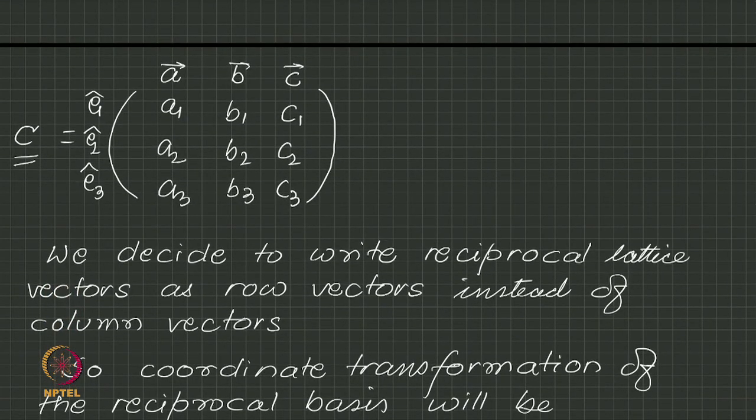Now, this is not necessary, but this convention is used in international tables. So, we want to follow this, that we decide to write reciprocal lattice vectors. This is important, this is just a convention. You can violate this and decide that I will write the reciprocal lattice vectors also as column vectors like I was doing for the real basis vectors. But some simplicity comes if you write the reciprocal basis vectors as row vectors.